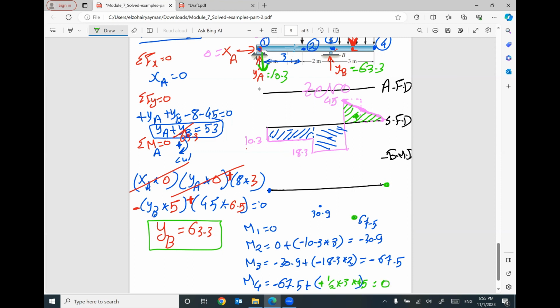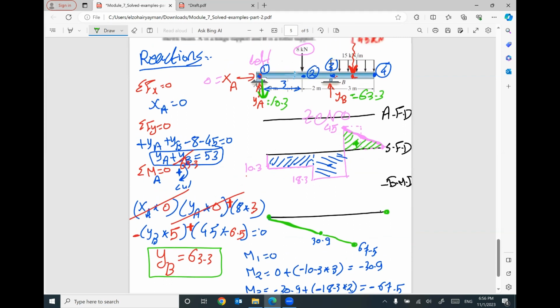Your value here is negative 67.5. Your value here is negative 30.9. Your value here is 0. Go ahead and connect between these values with a straight line. With a straight line. Except between the two values for the distributed load, I'm gonna draw a curve. This one is curve. And this is the first case we connect between the two values in the bending moment diagram with a curve. Only if you have uniform distributed load.